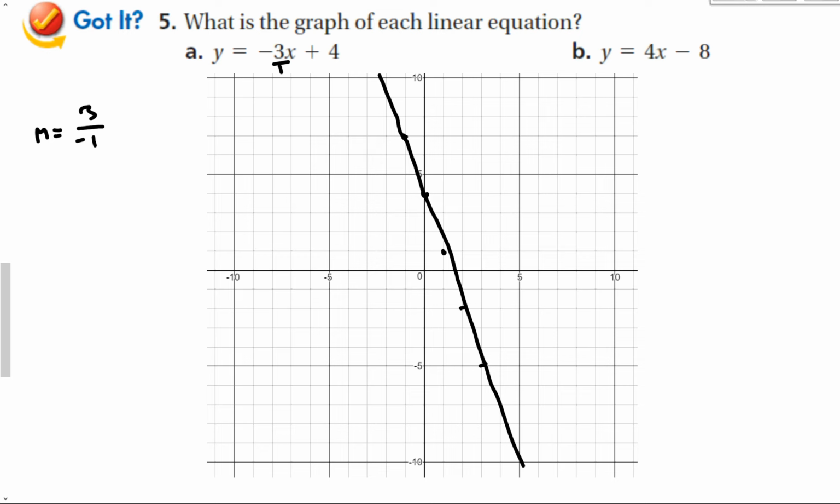Missed that one a little bit, but let's do B, 4x minus 8. So now I start at minus 8, and I go up 4, right 1. Up 4, right 1. Up 4, right 1. And you get another line, as straight as possible.